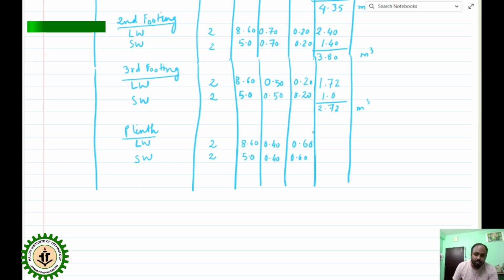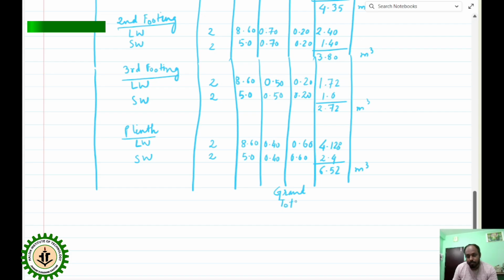Calculate. This is 4.128. If we calculate the short wall, 2 multiplied by 5, 0.6. It will be 2.4 plus 0.1, 6.56 cubic meter.